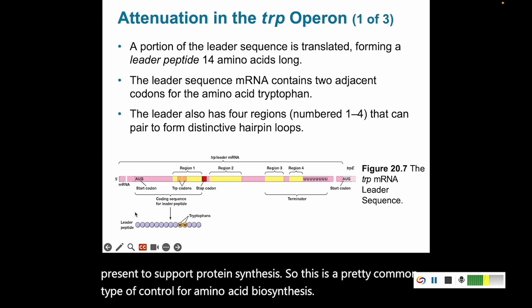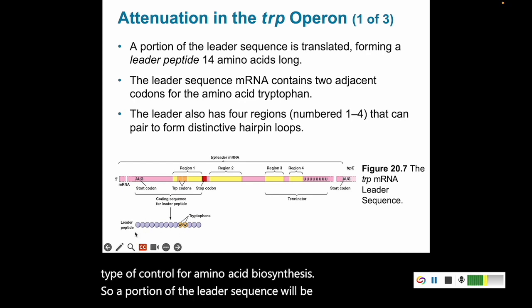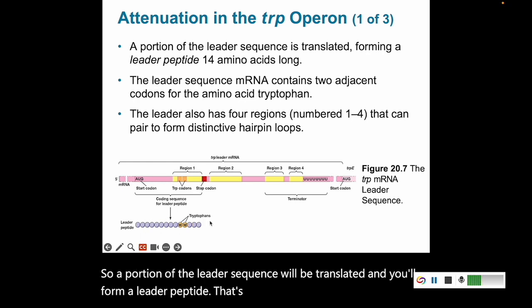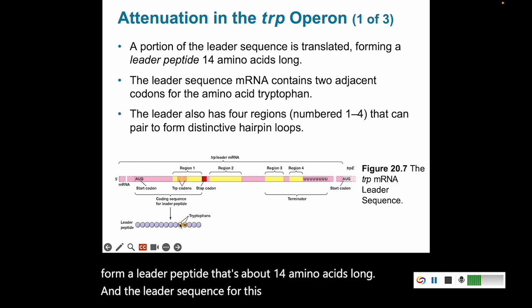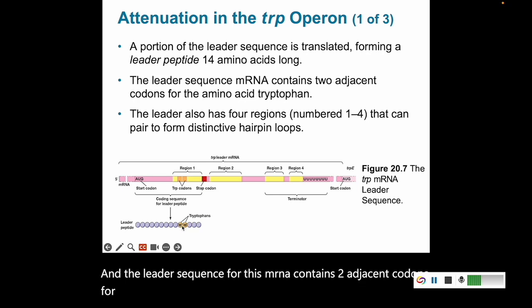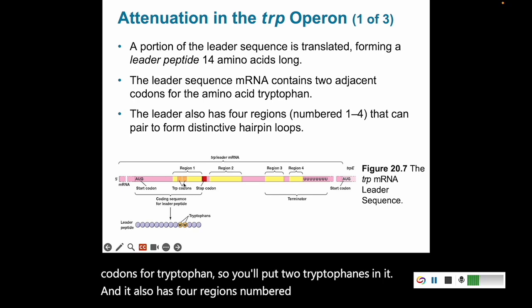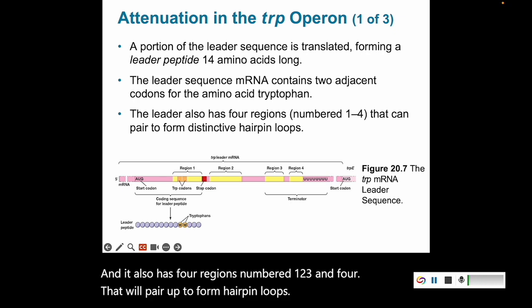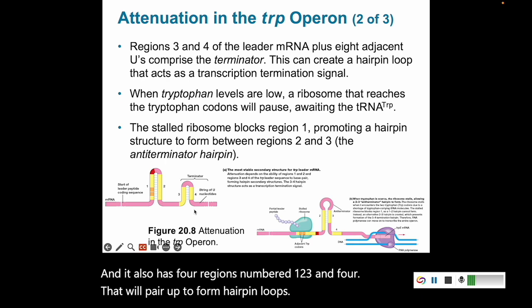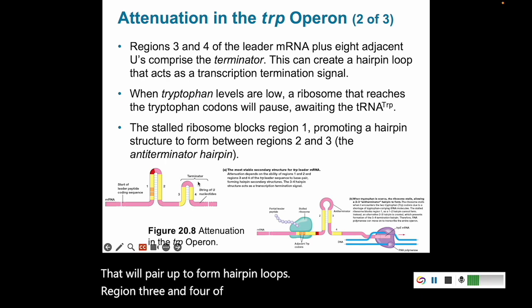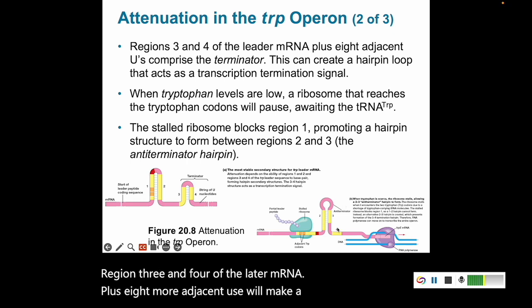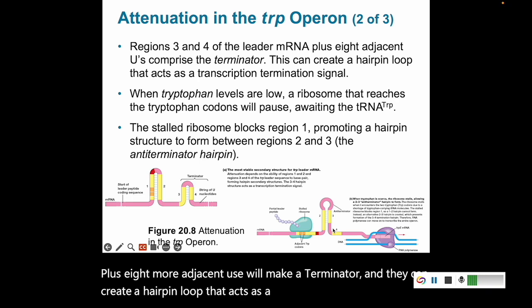So a portion of the leader sequence will be translated, and you'll form a leader peptide that's about 14 amino acids long. And the leader sequence for this mRNA contains 2 adjacent codons for tryptophan, so you'll put 2 tryptophans in it. And it also has 4 regions, numbered 1, 2, 3, and 4, that will pair up to form hairpin loops. Regions 3 and 4 of the leader mRNA plus 8 more adjacent U's will make a terminator, and they can create a hairpin loop that acts as a transcription termination signal.